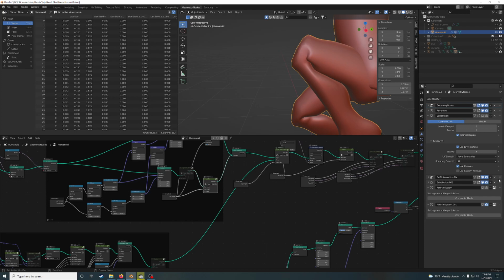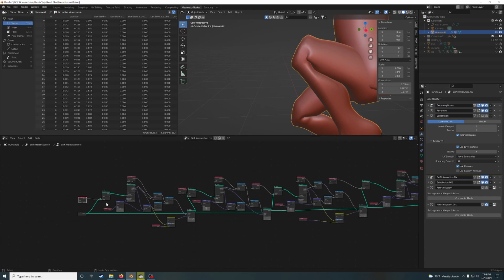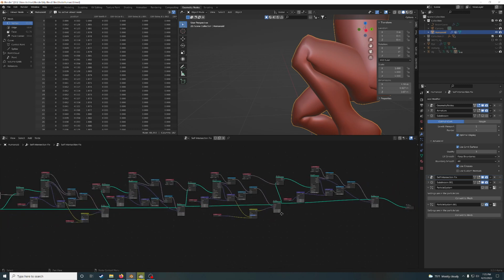This one is actually a little bit simpler. I know this looks like a lot, but this is actually two different knees right here.